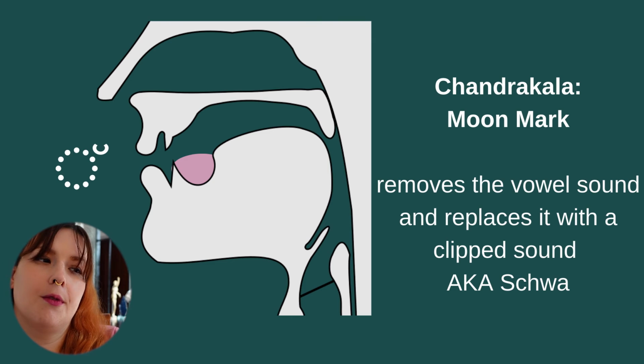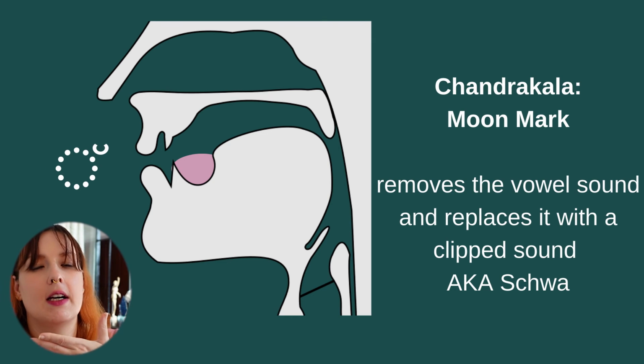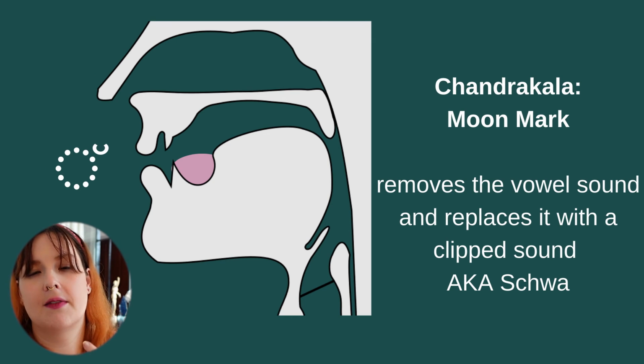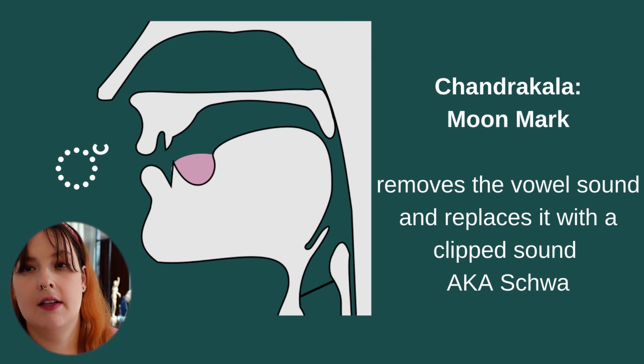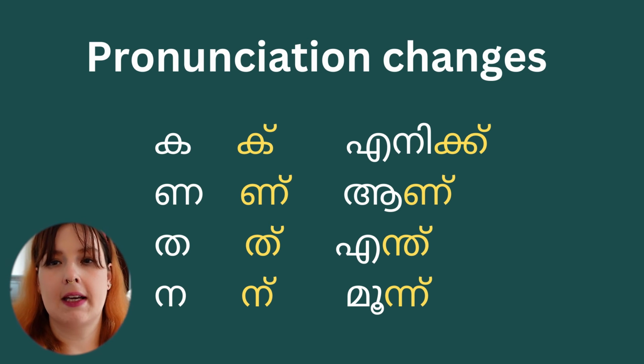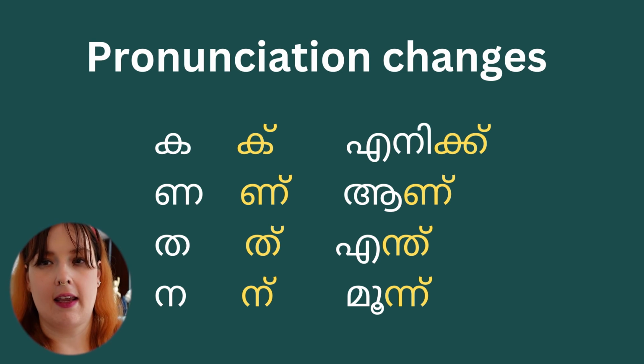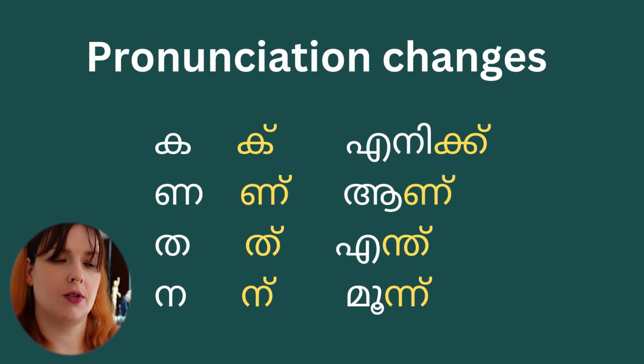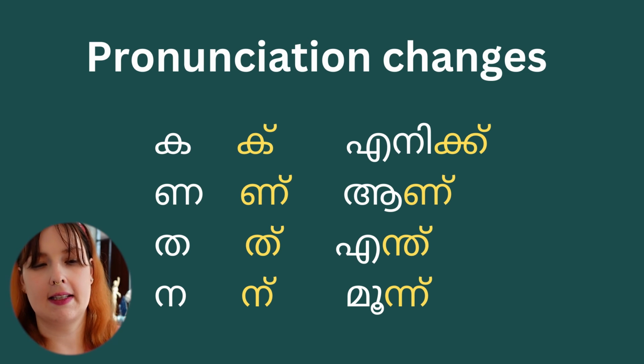In American English, we are a bit lazy with our pronunciation. We say like Eliza. It's a very short sound. So here, you would take away the a and make it into a schwa. So for example, notice, ka becomes k, na becomes n, ta becomes t, na becomes n, enik, arn, end, moon. So that clipped sound is a short schwa sound that cuts the sound short.